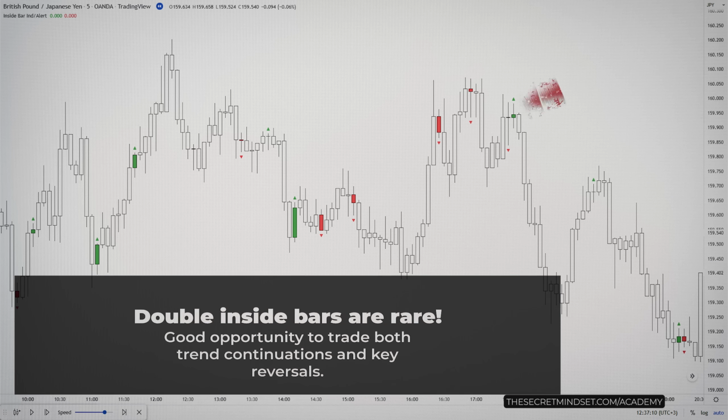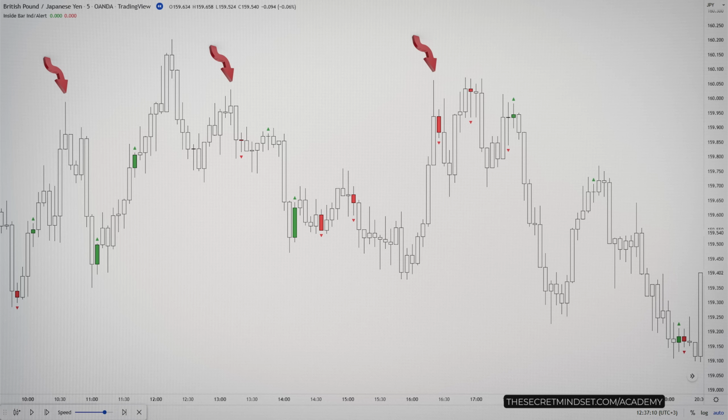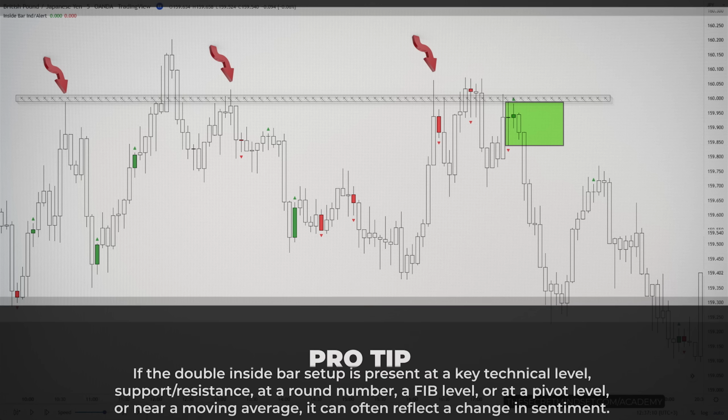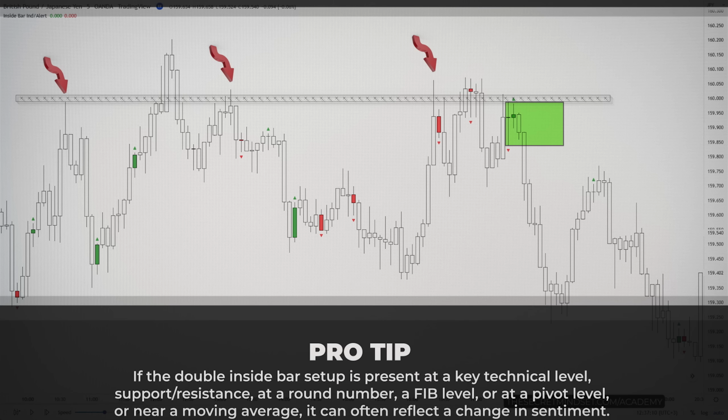Double inside bars are a rare contraction signal, so rare it would be a shame to miss the opportunity. You can trade both trend continuations and key reversals. If this setup is present at a key technical level, maybe a major support at a round number, or a fib level, or at a pivot level, or near a moving average, it can often reflect a change in sentiment and a great opportunity for you to take advantage of.